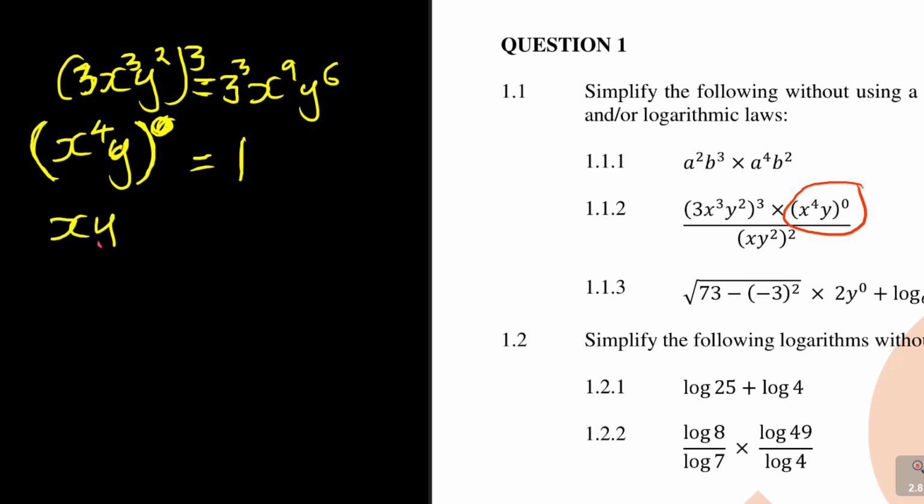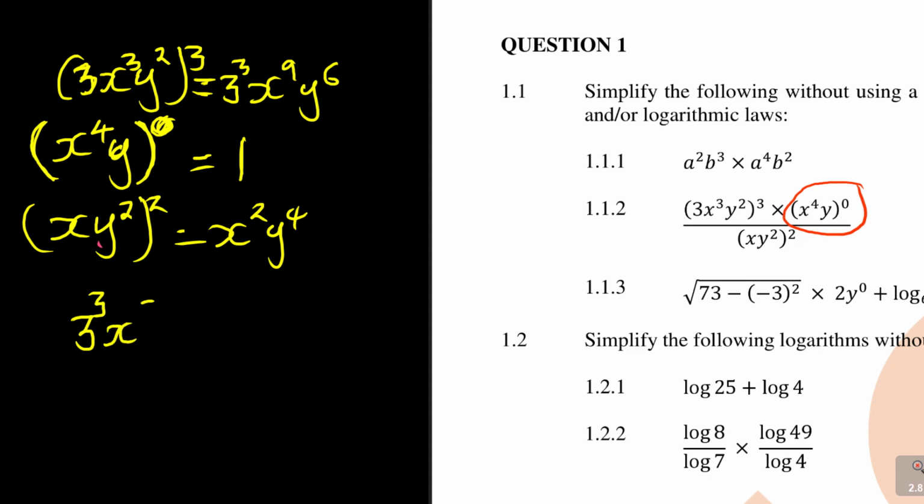And then what about this one at the bottom? The x, y, 2. It's going to give you x2, y4. Yes, x2, y4. So now if we write this in full, I will have 3 to the power of 3, x to the power of 9, y to the power of 6 times 1. They want to see that 1 because that's the mark, okay? Over x to the power of 2, y to the power of 4.